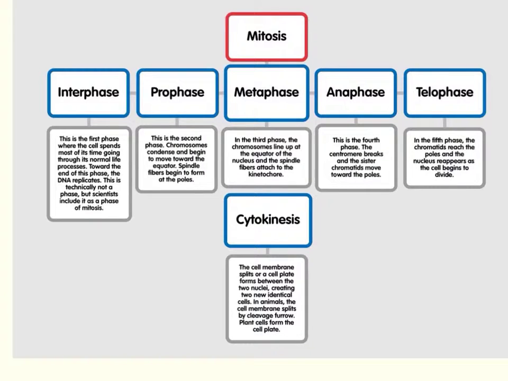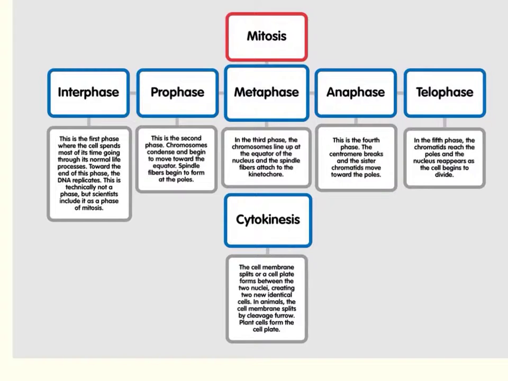In prophase, the second phase, the chromosomes condense and begin to move toward the equator. Spindle fibers begin to form at the poles. In metaphase, the third phase, the chromosomes line up at the equator of the nucleus and the spindle fibers attach to the kinetochore. The fourth phase, anaphase, is where the centromere breaks and the sister chromatids move toward the poles.